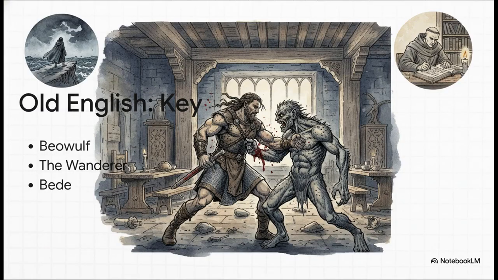And the undisputed champion of this entire era is Beowulf. Honestly, if you see a question about Old English on your test, I'd bet money it's about this epic poem of a hero fighting the monster Grendel. It really is the cornerstone of the whole period.